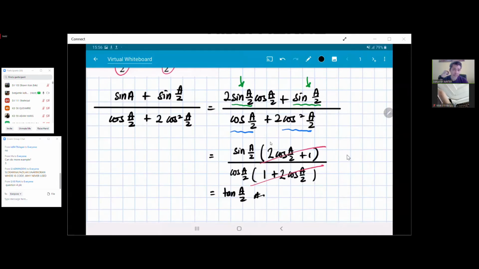But sebenarnya there's another formula I need to do with you. It's called the compound angle formula ataupun formula sudut majmuk. Now, for the compound angle formula, I will choose a different example, but it's not here.